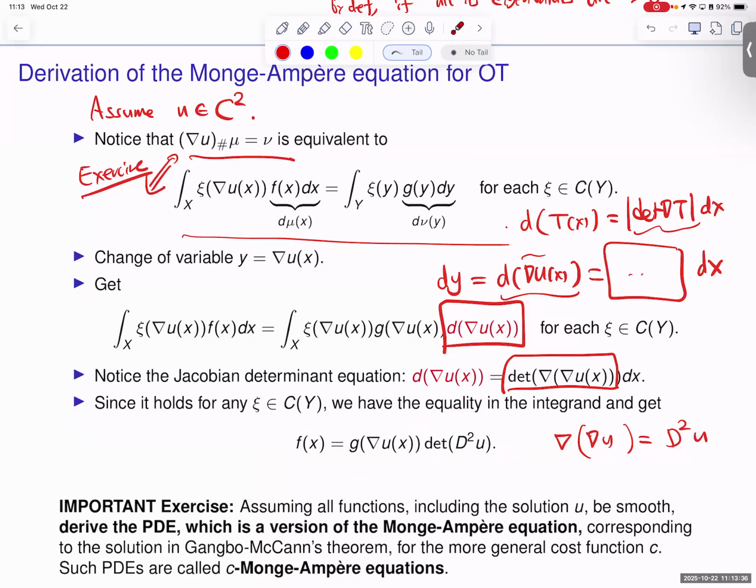Okay. You can also see such similar equations a lot in convex geometry. Really, the determinant of the Hessian of u is related to the curvature of the graph of a convex function. Okay. All right.